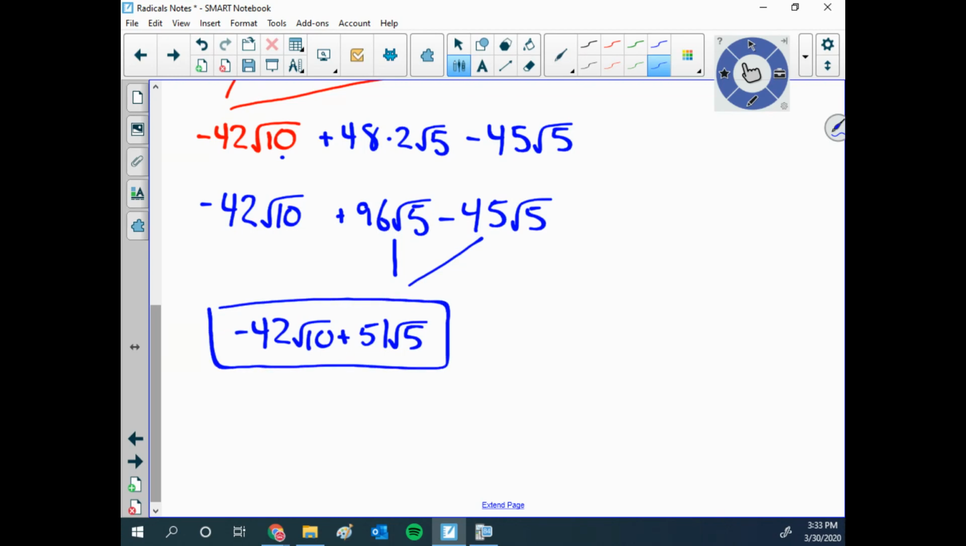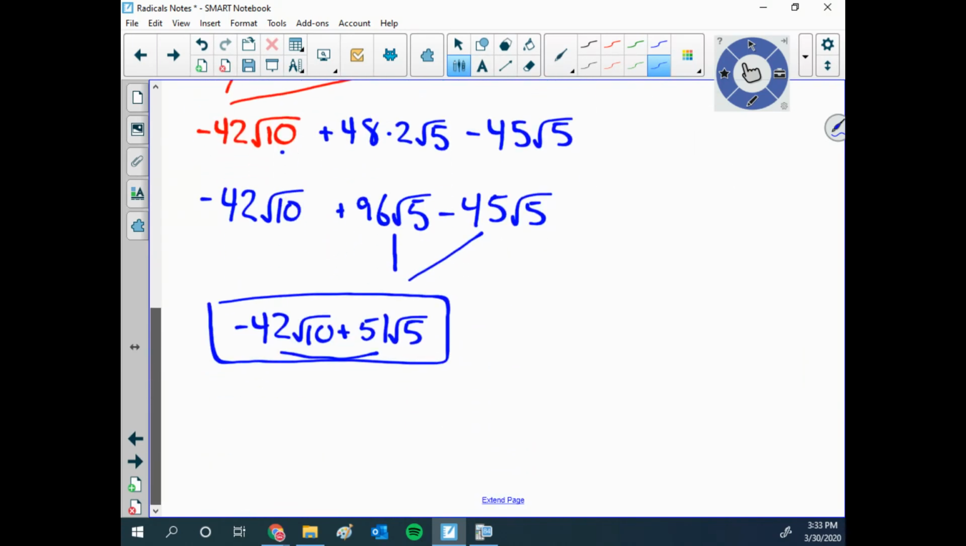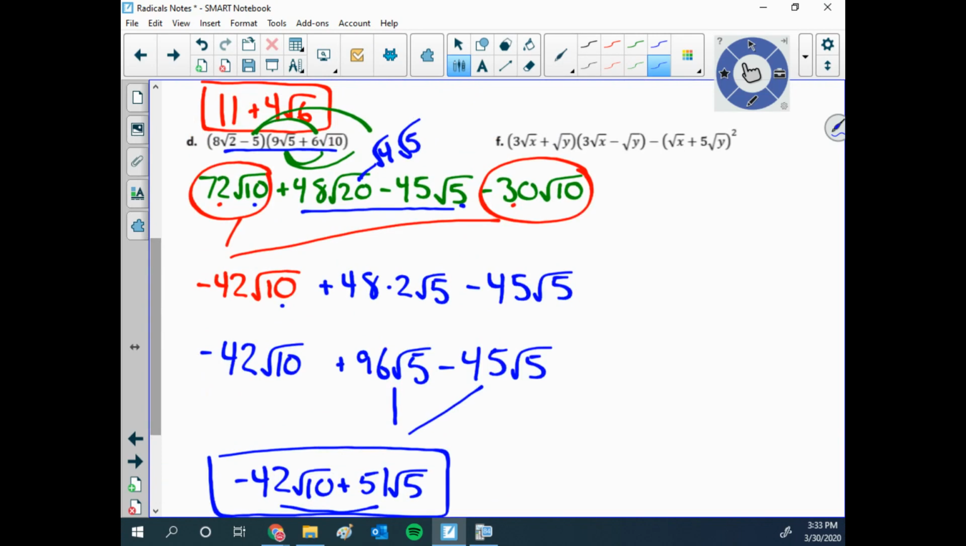Again, I should be able to put this on my calculator and this on my calculator and get the exact same decimal, and that's how I know I've done it right. I'm not going to go through F. If you're curious to see all the work for F, just take a look at the scanned copy of my note package. It's a little bit more difficult question.